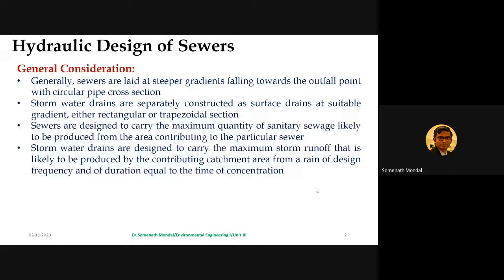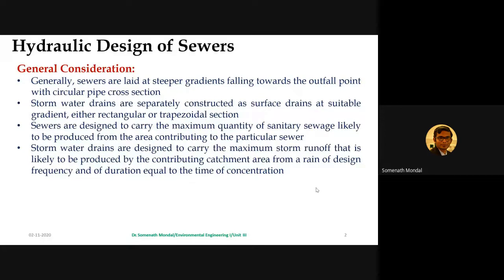By doing that, you can reduce the cost of construction to some extent if you are not doing these underground, and it is not required also because that water is not contaminated as such, and it doesn't contain so much toxicity. So that is the reason we keep them as surface drains, and we need to provide suitable gradient. And since these are on the surface, we can design them as rectangular or trapezoidal sections as well.